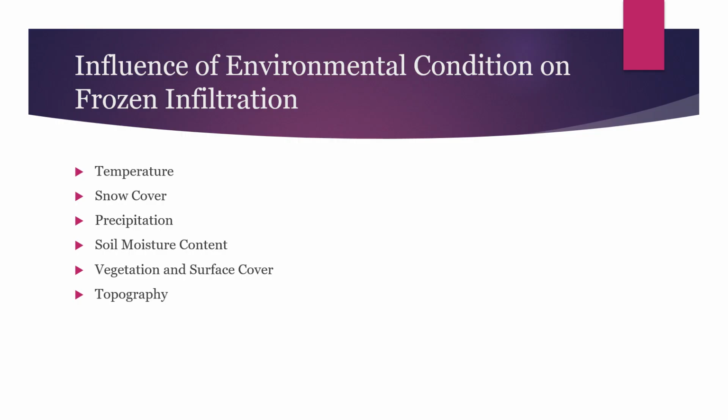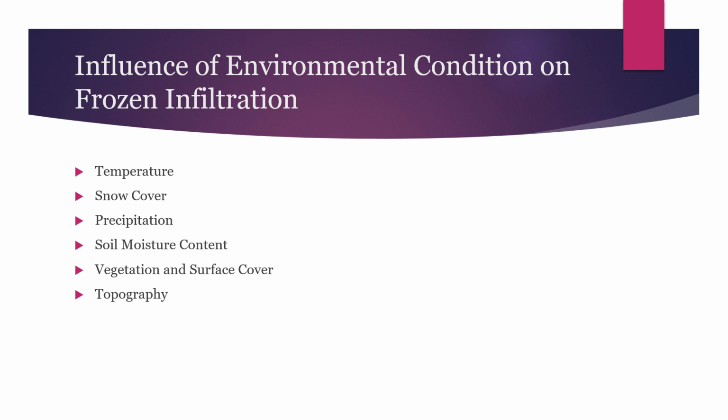Now, let us look towards the influence of environmental condition on frozen infiltration. So, temperature. Temperature is the fundamental environmental factor affecting frozen soil infiltration. Colder temperatures result in increased soil stiffness and decreased permeability, making infiltration more challenging. And the next is snow cover. Snow cover acts as an insulating layer over frozen soil, influencing the infiltration. It can moderate temperature fluctuation and slow down the freezing and thawing processes.